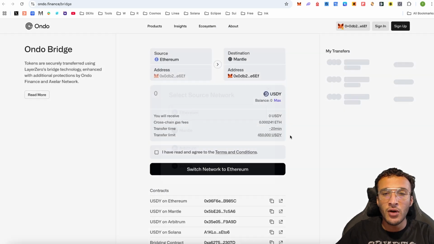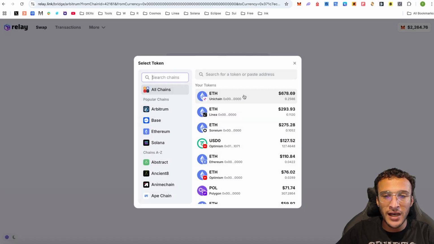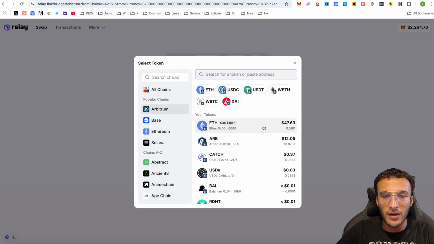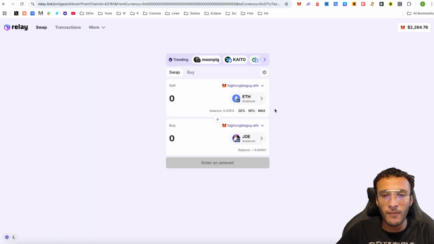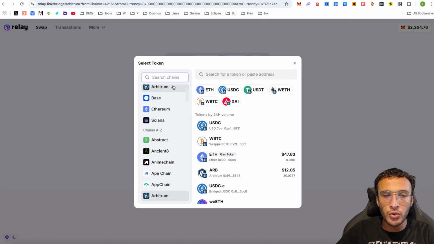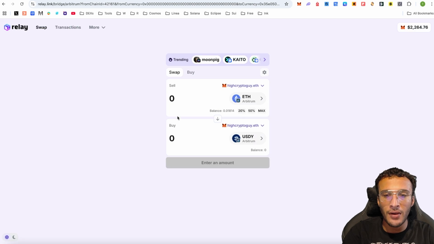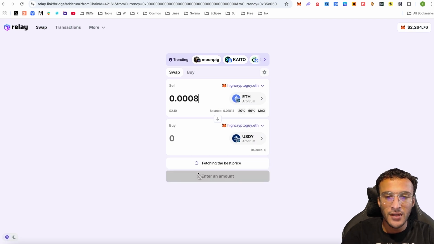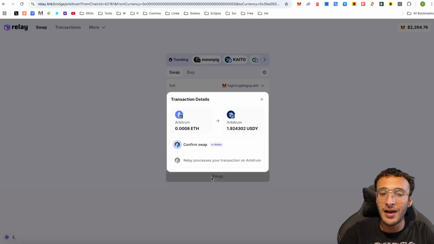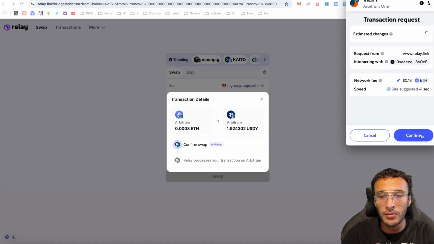Arbitrum or Solana, what I can do is I can now head over to Relay once again. This time I'm going to head over to the Arbitrum network, and I'm going to confirm that I want to use Ethereum tokens to swap from. Down below, I now want to swap into USDY on the Arbitrum network. So I'm going to find USDY. Boom, I found it. This is from Ondo. Fantastic. I now choose an amount. Again, I'm roughly going to do $2. Like I said, guys, it's only a tutorial, so please bear that in mind.